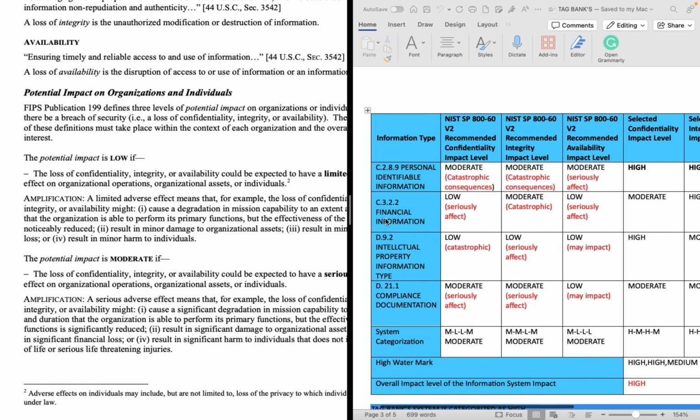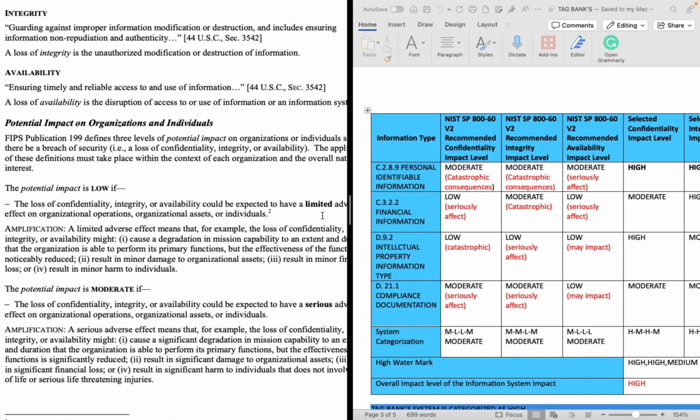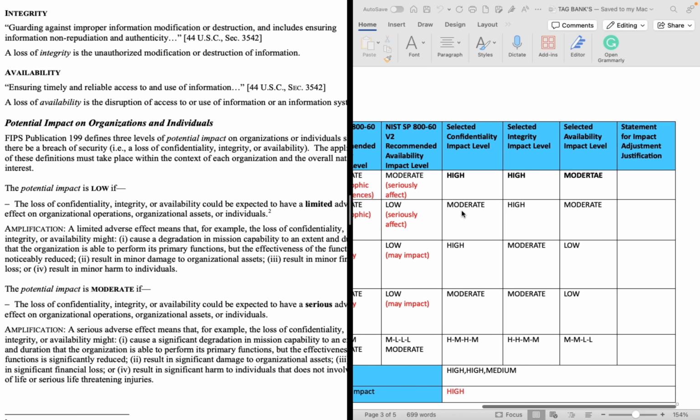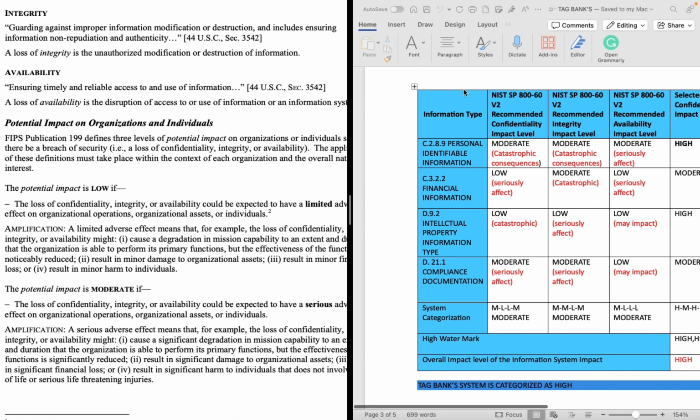Now look at financial information. When we ask, the system owner says breach of confidentiality will seriously affect. Now we have to change this from low, because low says limited adverse effect. And what we have here is seriously affect. We would have to update this to moderate. And we will do the same for the remaining information types.